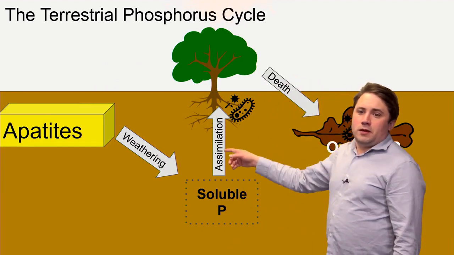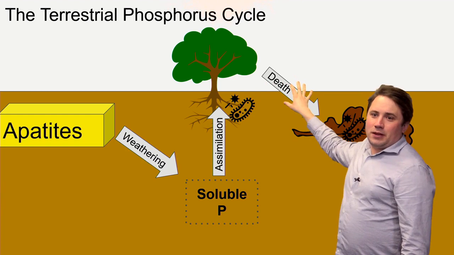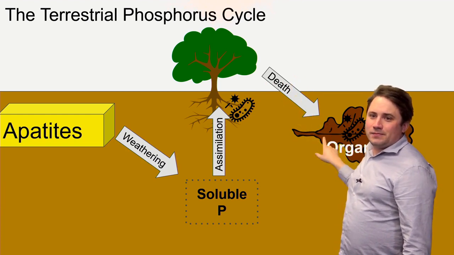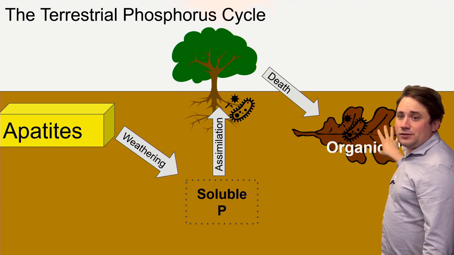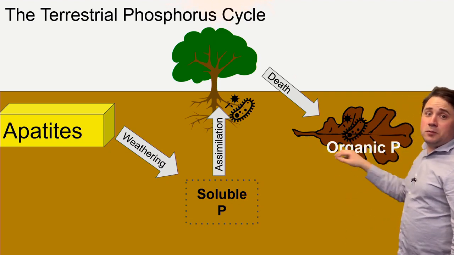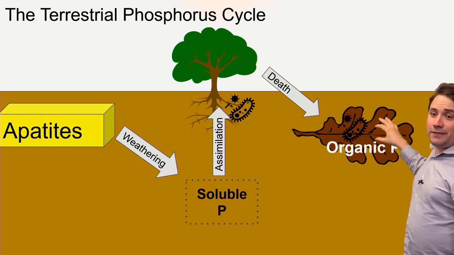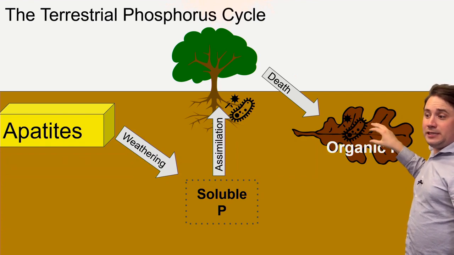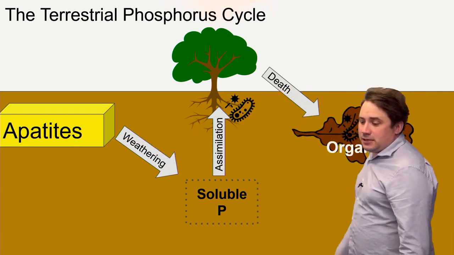Okay, so plants assimilate phosphorus. It's in their living tissues, but then plants and microbes die, as everything does. And when plants and microbes die, they enter this organic phosphorus pool. And this organic phosphorus pool is very important for the cycling of phosphorus because it is relatively easier, compared to apatites, for microbes and things to access.